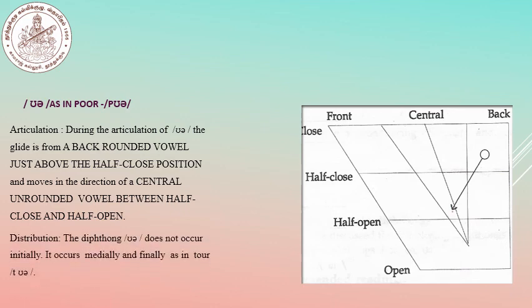And the distribution of over, it does not occur initially, as we have seen that short oo does not occur initially. Only long oo occurs initially. So in this case also over does not occur initially. It occurs medially and finally, as in tour.